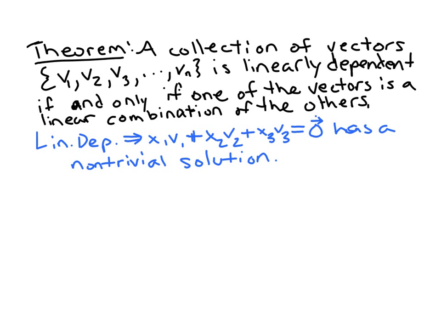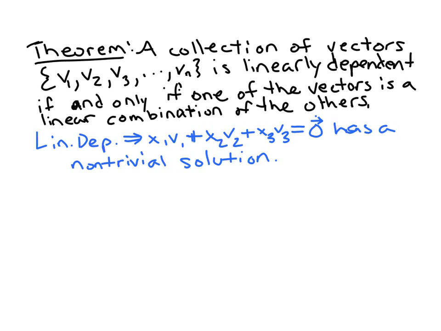We're now given a theorem that says that a collection of vectors is linearly dependent if and only if one of the vectors is a linear combination of the others. And I wanted to give the argument behind this theorem. So I've written here in blue a reminder of the definition of linear dependence.